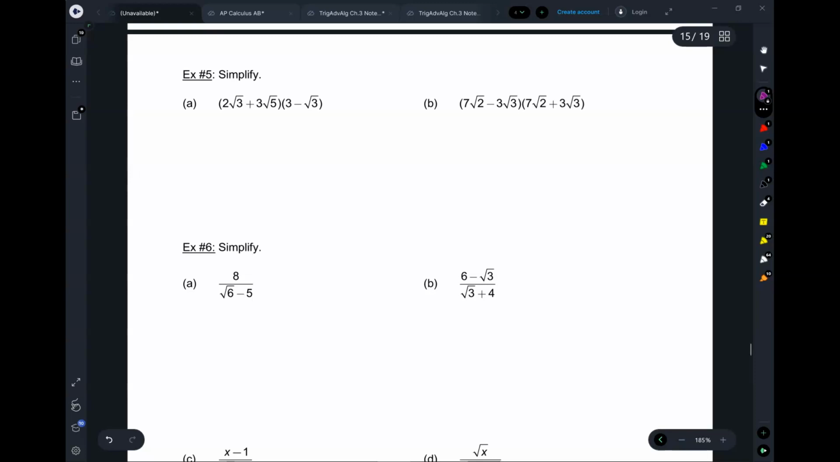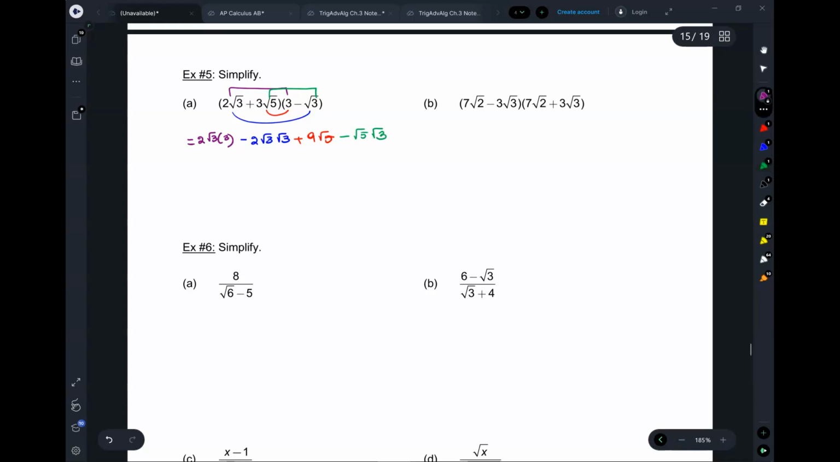Okay, simplifying. It's just like multiplying anything else, the FOIL system, right? First, outer, inner, last. So let's do this. First, it's going to be 2 root 3 times root 3, the outer number times 3. Not just 6, it's 6 root 3. The outer numbers will be minus 2 root 3 times root 3. The inner numbers will be plus 9 root 5. And then the last one will be 3 root 5 times root 3.